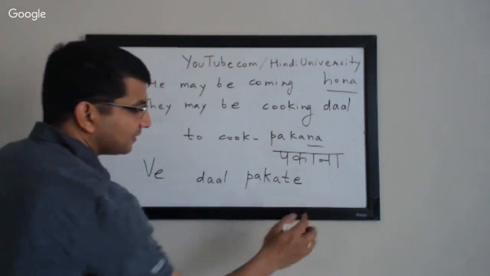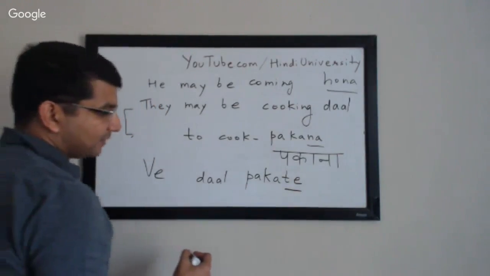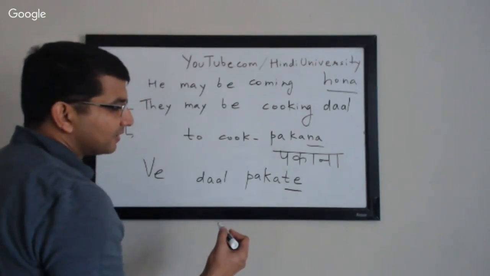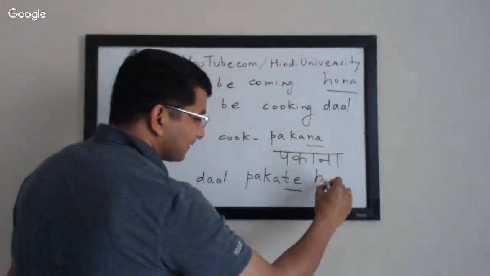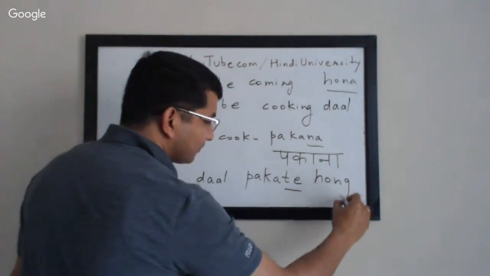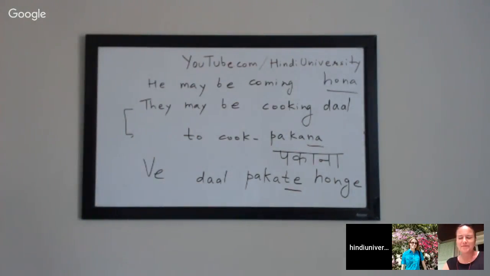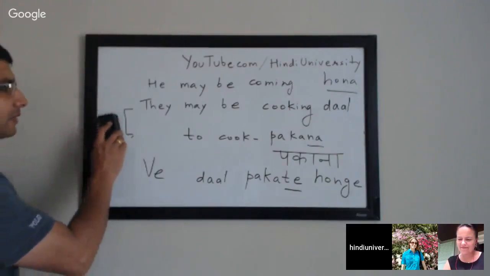Because the verb is pakana, so we tie a na, which is the end, and we conjugate it with the plural subject, which is pakate. Okay. And then honge, because we associate hona to a plural form. Very good, right? So ve dal pakate honge. Awesome, right? So let's keep going. I think you got the concept, right? Now let's look at more interesting examples.